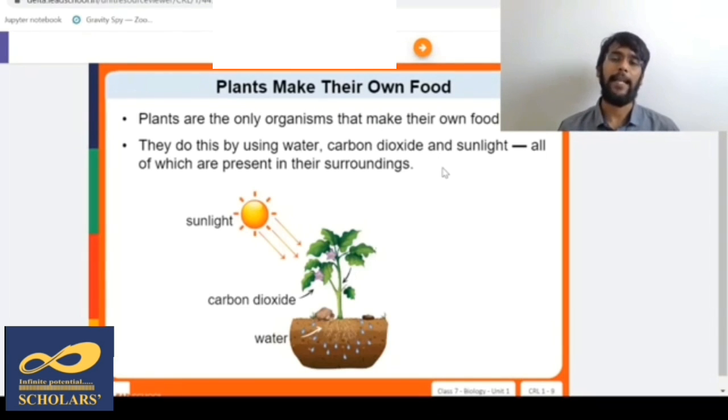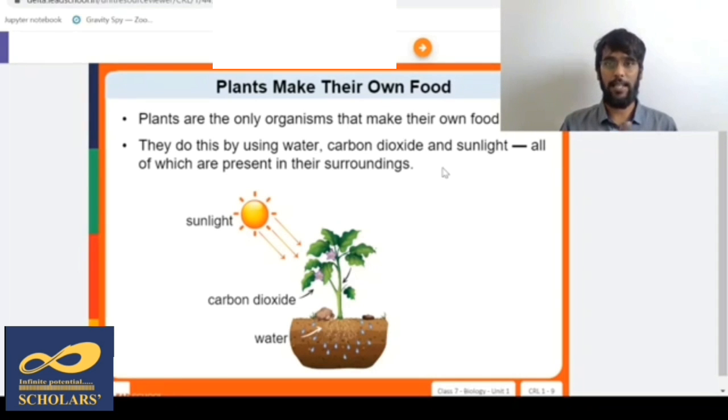Plants, they make their own food. Plants are the only organisms that make their own food. That's pretty interesting. How do they do it? They do it by using water from the soil. They collect moisture from the soil, and that's why the plants grow when it rains or when you water your plant. And carbon dioxide, they take carbon dioxide from the air and they use sunlight.